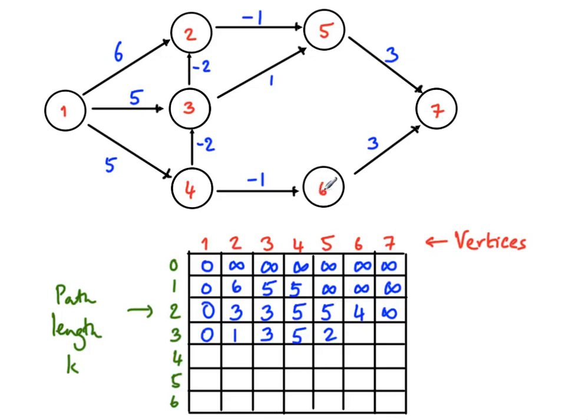So clearly among these, 3 minus 1 is 2 is the shortest one. And for 6 there is no change because the distance to 4 hasn't changed. So this remains 4. But now we can compute a distance to 7. So 7 is either the cost of coming up to 5 in the previous iteration, which is 5 plus 3, 8, or coming to 6, which is 4 plus 3 is 7. Okay, now we keep going.